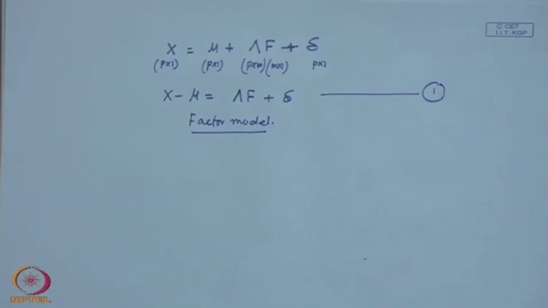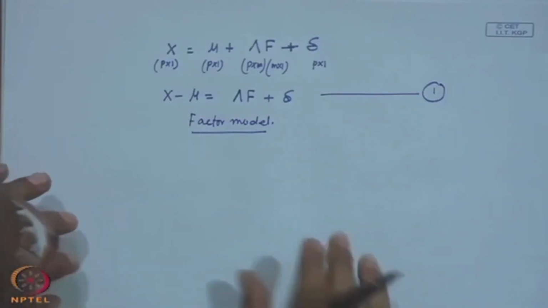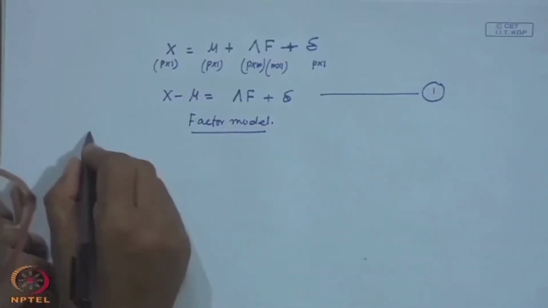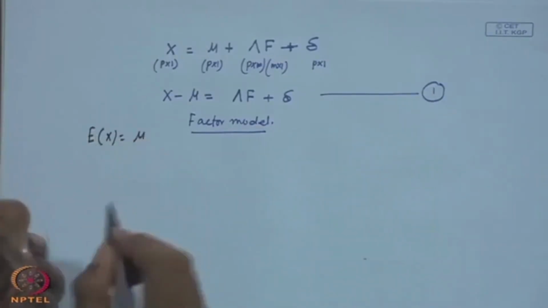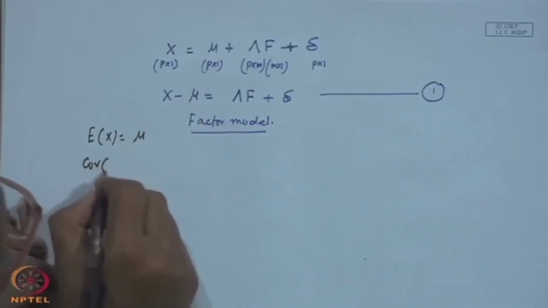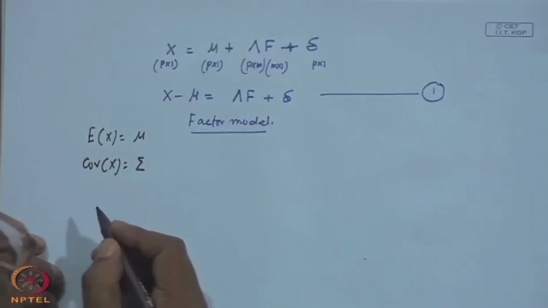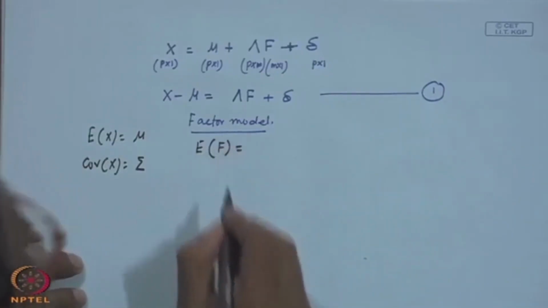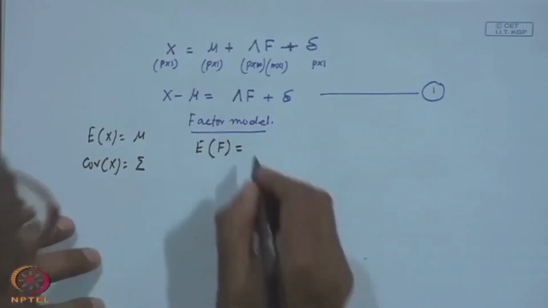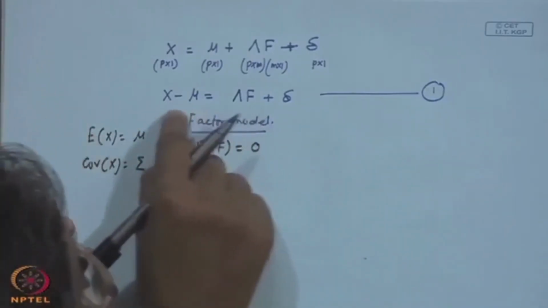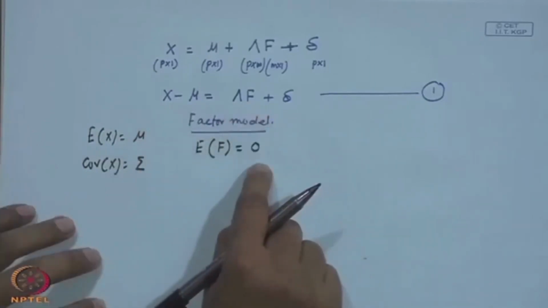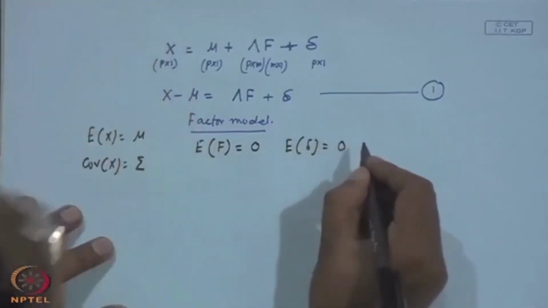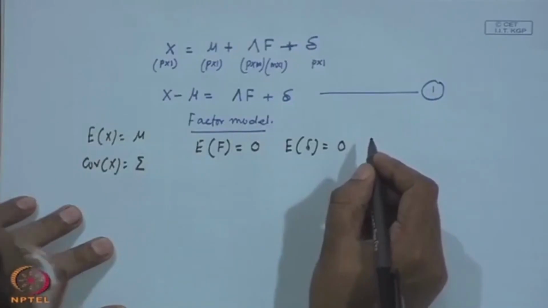This equation will be further handled through several assumptions. I think all of you know that the expected value of x is mu, the covariance of x is capital sigma. Now, our assumption is that the expected value of f is 0. The reason is you have taken mean subtracted. So the expected value of f is 0. Assumptions: the expected value of delta, that is the error term, is 0.